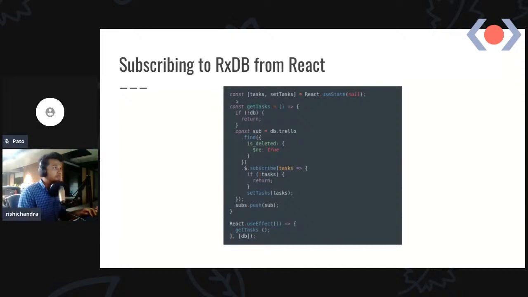To do this, we initialize a state variable called tasks, and when the database is initialized, we subscribe to RxDB. To do that, we just subscribe to a query of non-deleted tasks. And whenever there is a change, we update the state variable tasks with the latest results from that query, and then we pass around this tasks variable to render the UI.